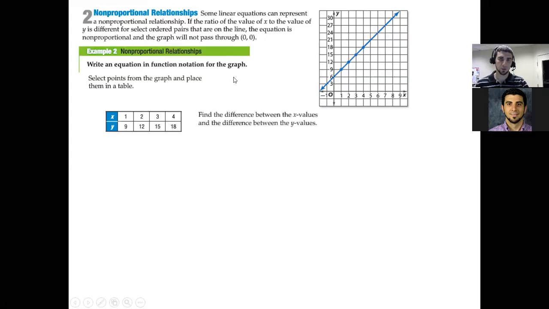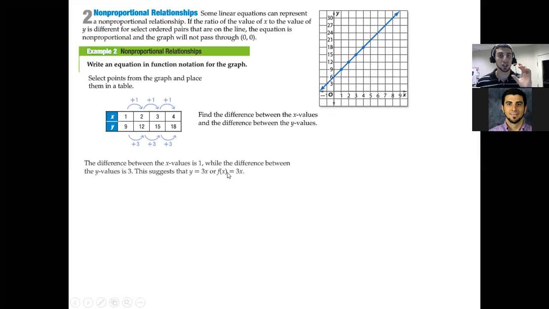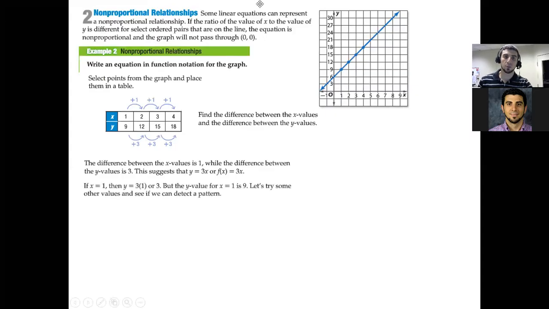So we find the difference between the x and y values. As the x values go up by 1, the y values go up by 3. That suggests that the k value, if this was a proportional relationship, or the slope, is 3. So we can think, well, if this was a proportional relationship, the equation would be y equals 3x, or f of x equals 3x. But we know that's not true because if we check some points, if we plug in 1, we should get 9, but if we plug in 1, we just get 3.